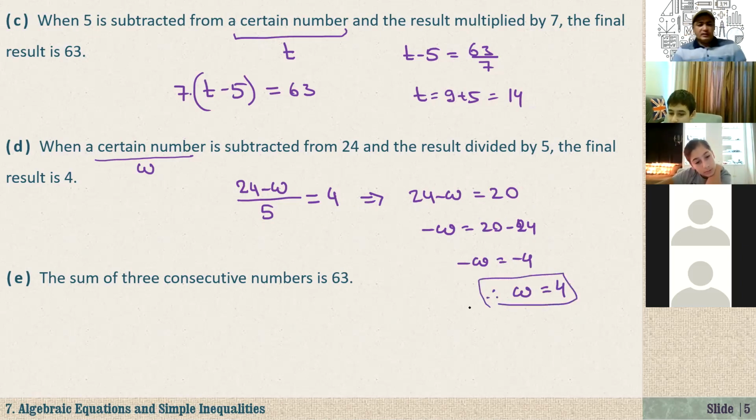Mr. Adnan, question E. The sum of three consecutive numbers is 63. Okay. Adnan, let's say the first number is X. So can you just tell me the other two numbers and also tell me your equation?